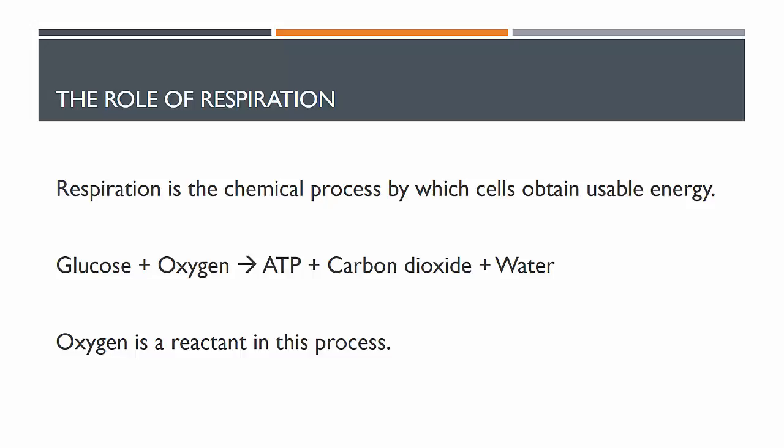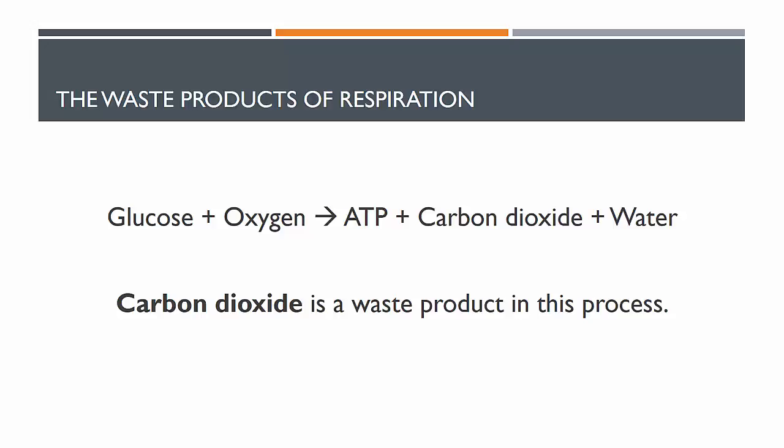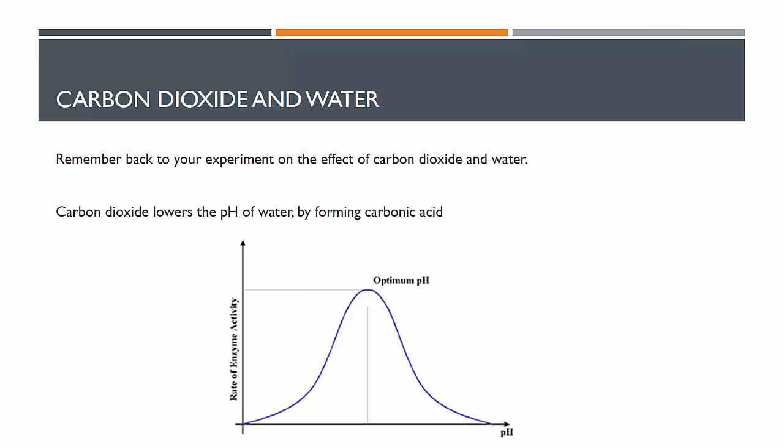So in terms of understanding what's going on here, oxygen is a reactant in this process. So there is your need right there. You need oxygen in order for respiration to occur. On the flip side of this, carbon dioxide is produced as a byproduct of respiration, and this byproduct is a waste product. Okay, so we'll have to have a look at what happens when you have too much waste carbon dioxide in the system.